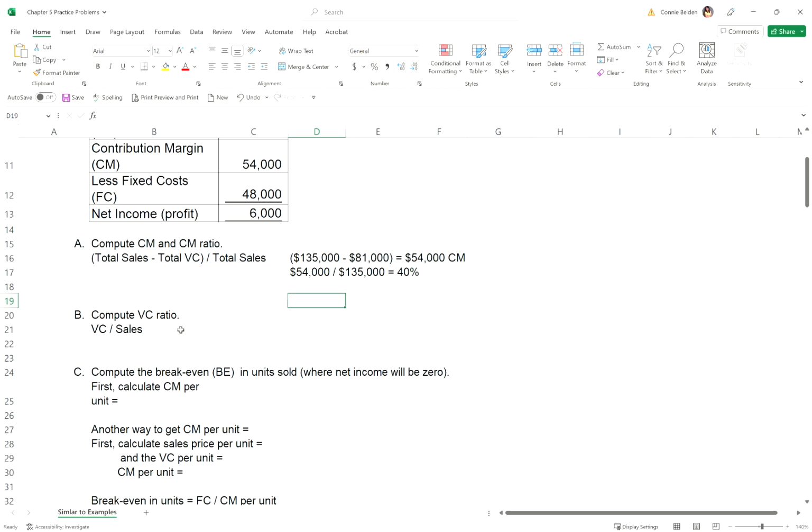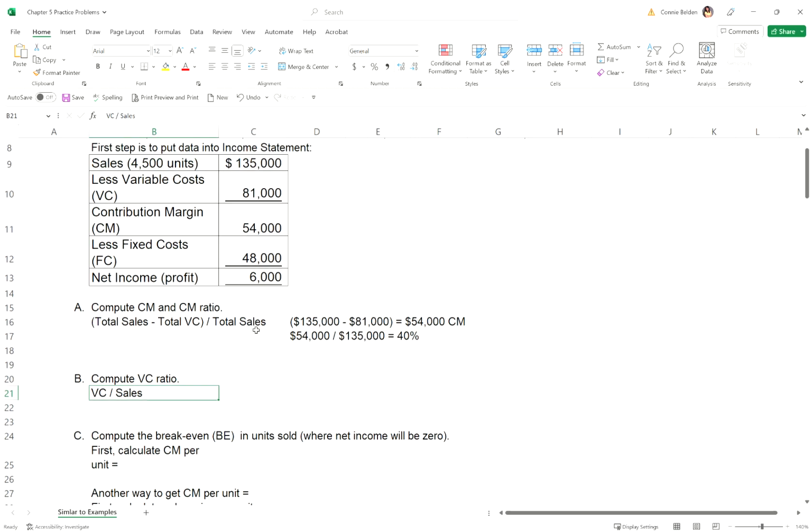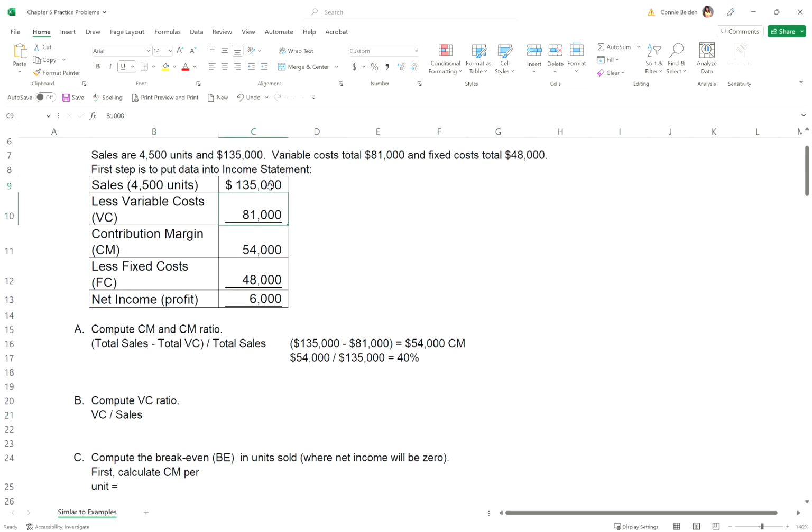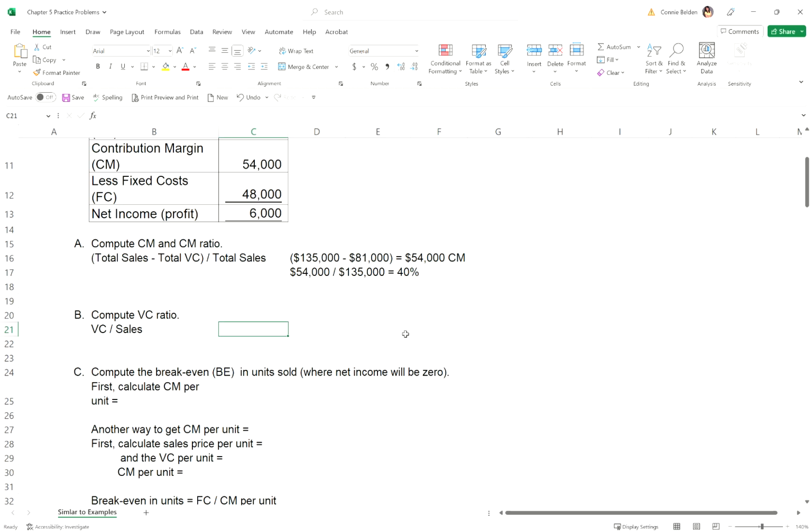Let's go ahead and compute variable cost as a ratio, and again, that's computing as a ratio of sales. The formula is pretty simple. I will take the variable cost divided by sales. Looking at my income statement, variable costs are 81,000, sales are 135,000. So 81,000 divided by 135,000 equals 0.6, or I will convert it to 60%. So for every sales dollar, 60% of it is a variable cost. The other 40%, or 40 cents of every dollar, is contribution margin.